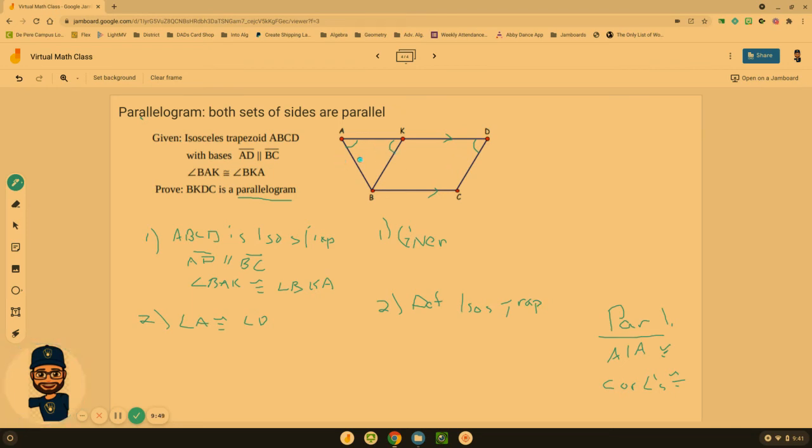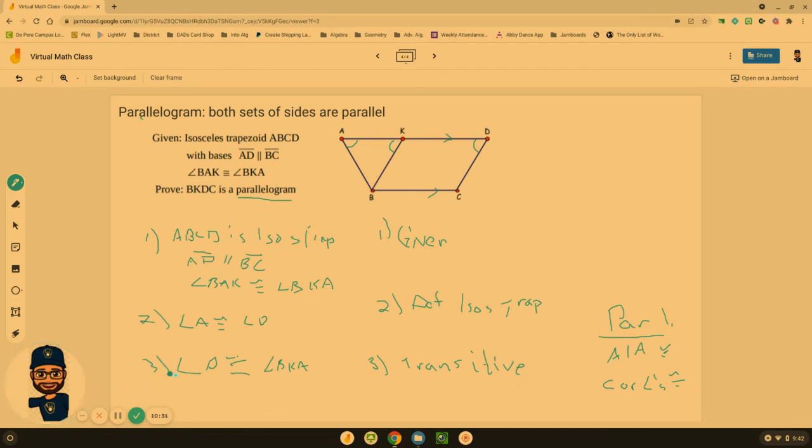Well, now look at the picture. They also told me BAK is congruent to BKA, which we highlighted. So now we can tie these three angles together. A is the same as K, but A is the same as D, meaning D is the same as BKA. What allows me to tie three things together if they have something in common? Transitive. That would be the transitive property, tying things together because they both were congruent to A.